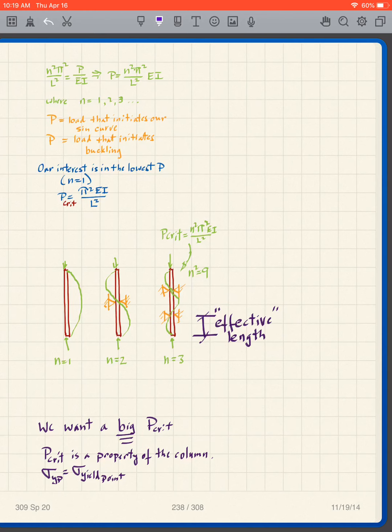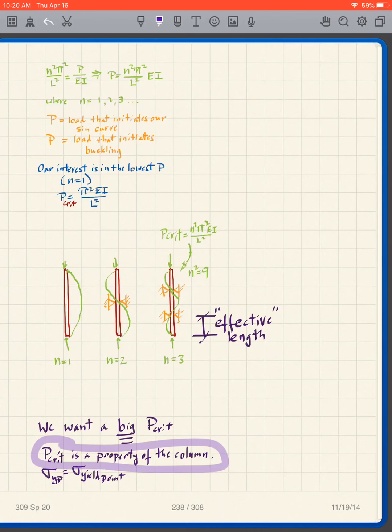Now, we are in search of the lowest P, in other words, the n equals 1 situation. But when we design our column, we want to design it in such a way that we create a big P critical. A high P critical is what we want, because we want a large number to represent the load at which buckling begins. And the easiest way to think about it is that P critical is a property of the column.